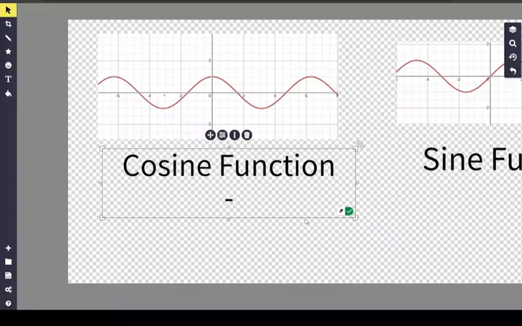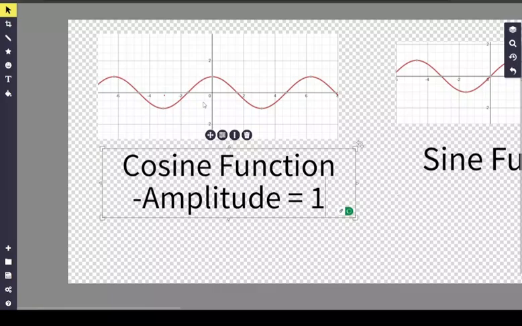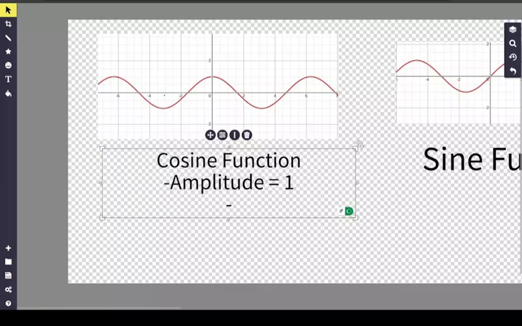What is the amplitude of y equals cos x? Well, you can see here the maximum is 1. The lowest is negative 1. So that means our amplitude equals 1. Right? Okay, what else?